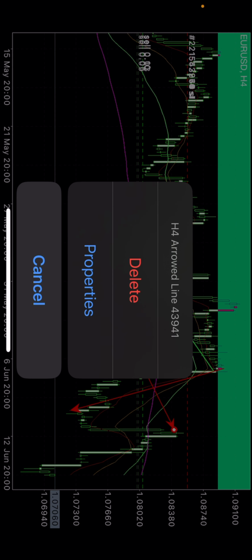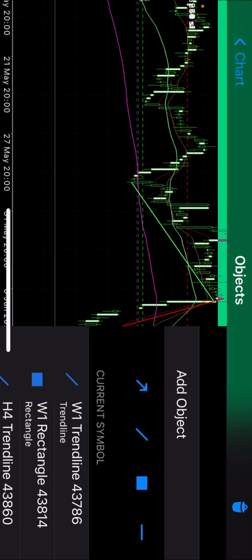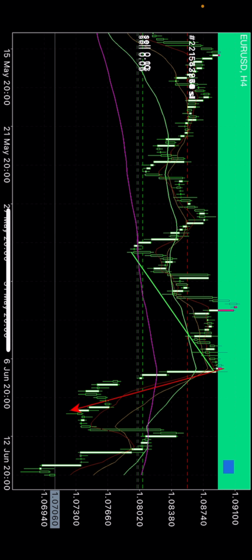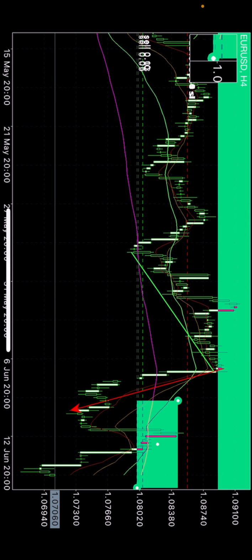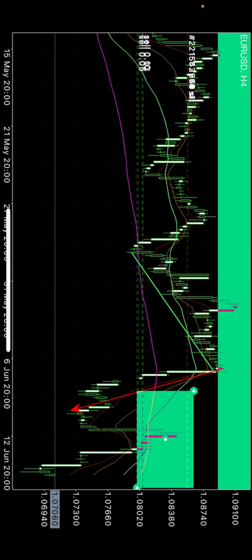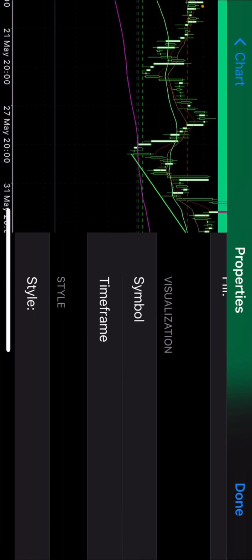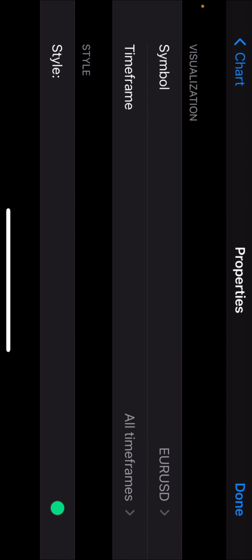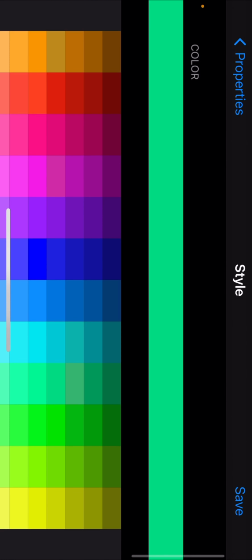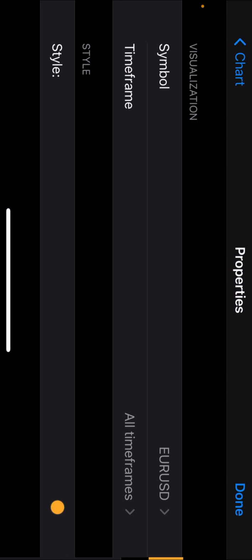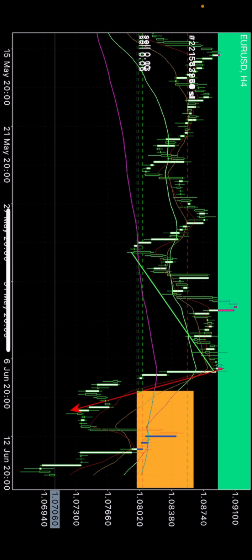Let me just use a different object right there. This is where we entered our sell trades. Let me change that color quickly. Let me make it orange. At the orange zone is where we entered our sells, and look what price did. Price went down, and we are still holding those trades.